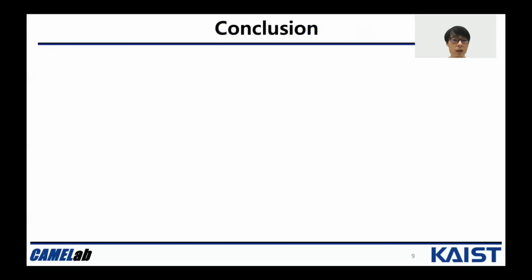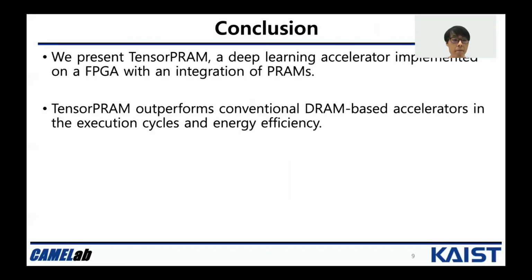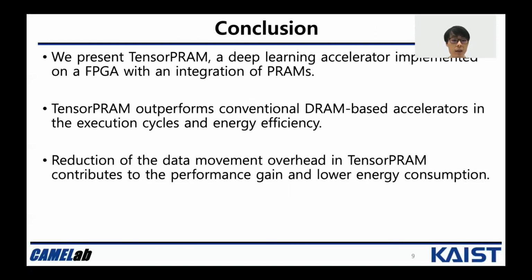In conclusion, we propose TensorPRAM, which is a deep learning accelerator implemented on FPGA with an integration of PRAMs. And our TensorPRAM outperforms the conventional DRAM-based accelerators in execution cycles and energy efficiency. And this performance gain and lower energy consumption in TensorPRAM are contributed from the reduction of the data movement overhead.